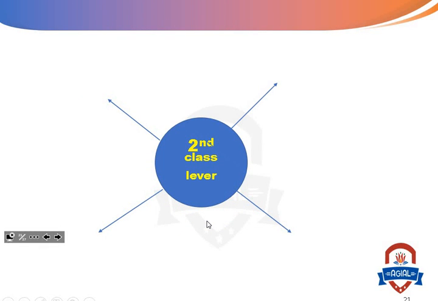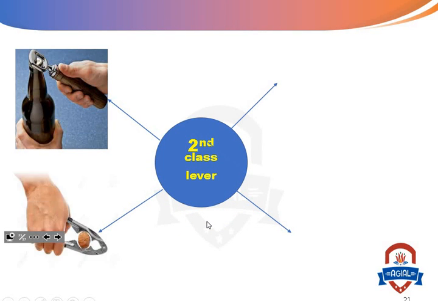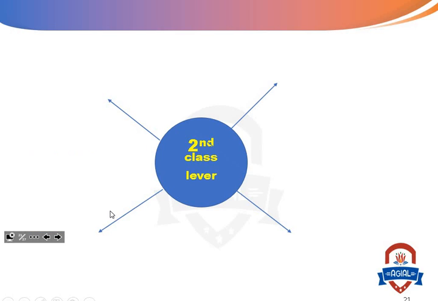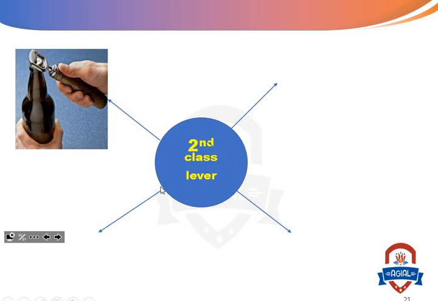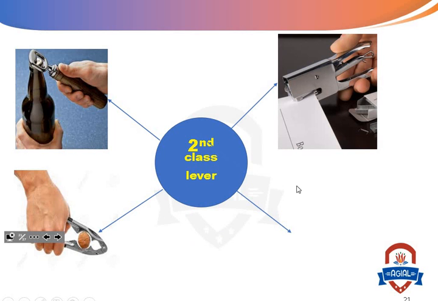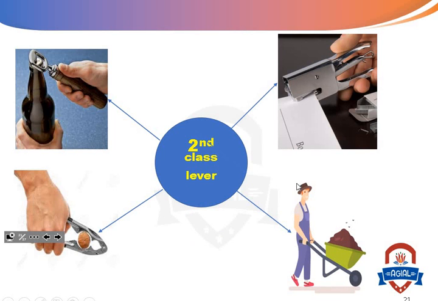Some examples for the second class levers: bottle opener, nutcracker, stapler, and wheelbarrow.